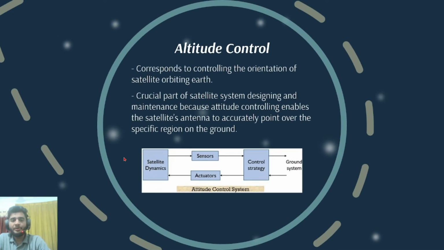Second, the altitude control. It corresponds to controlling the orientation of the satellite orbiting Earth. The crucial part of the satellite system is the designing and maintenance of altitude control, because altitude controlling enables the satellite's antenna to accurately point over a specific region on the ground. As you can see in the block diagram, it shows how the sensors, actuators, satellite dynamics, and the control strategy work.